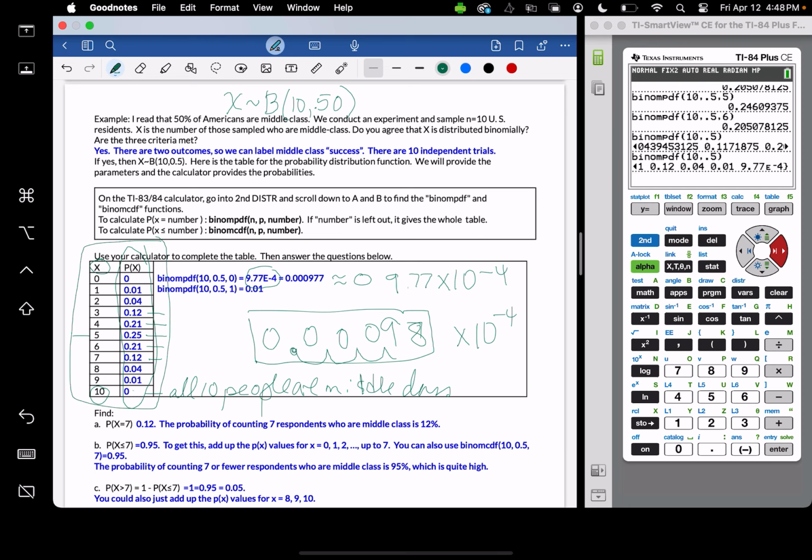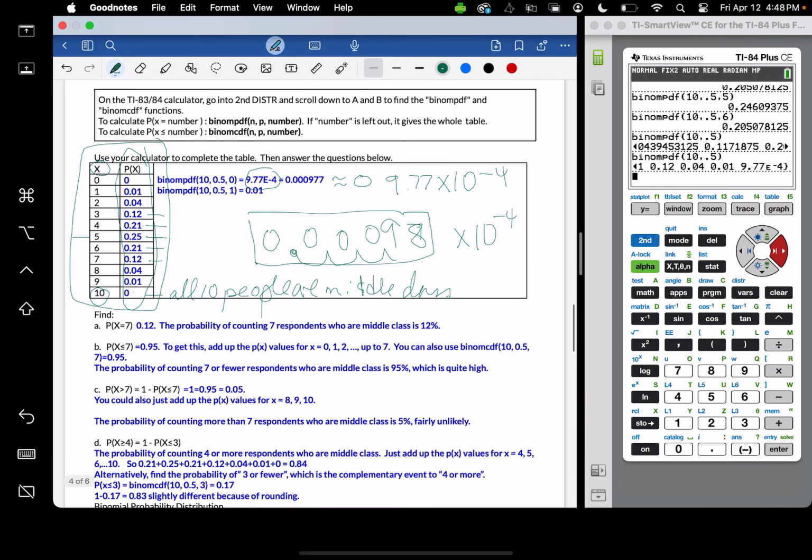So the calculator helped us, and now that we've got this table filled out, we can go in and answer all of these questions relatively easily. The probability that x is 7 is 0.12. I'm just going to clean this up. Probability that x is 7 is 0.12. There it is. The probability that x is less than or equal to 7 is going to be all of these values added together, 0.95.